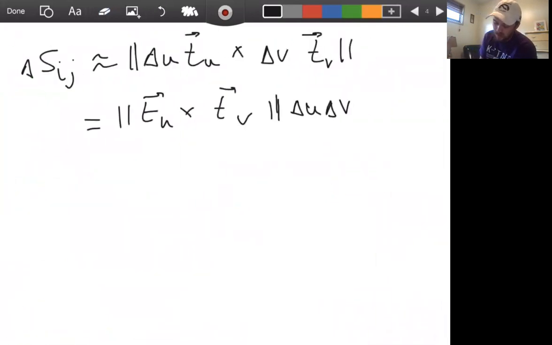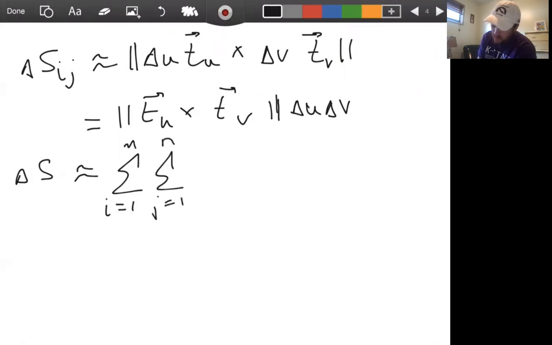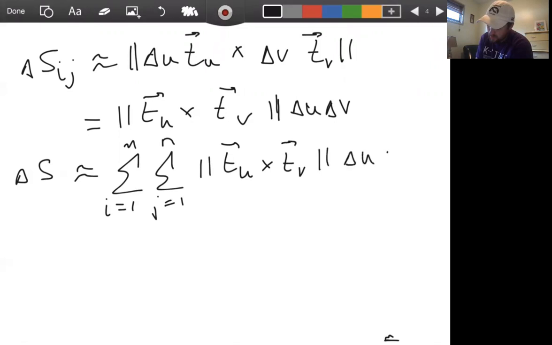So we have then that delta S is approximately the double sum, i goes from 1 to m, j goes from 1 to n of, well, then the area is going to be the magnitude of Tu cross Tv, delta u, delta v. And this leads us to the definition of the surface area. So we have a definition.